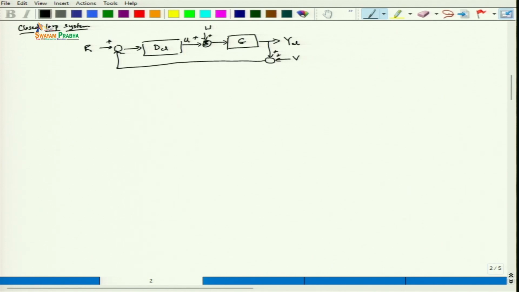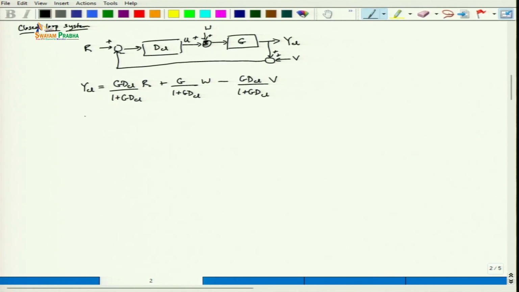So we can represent this dynamics, the output YCL, as GDCL divided by 1 plus GDCL times R, plus G divided by 1 plus GDCL times W, minus GDCL divided by 1 plus GDCL times V.